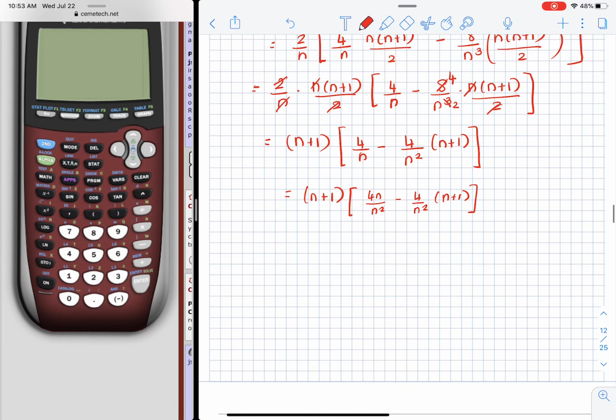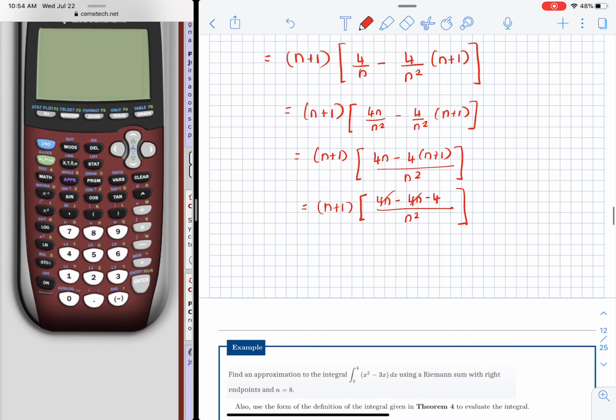So the common denominator is n squared, so 4n minus 4 times n plus 1 over n squared, which would give us n plus 1 times 4n minus 4n plus, minus 4, divided by n squared. So those two would go away, and we'll have n plus 1 times minus 4 over n squared.